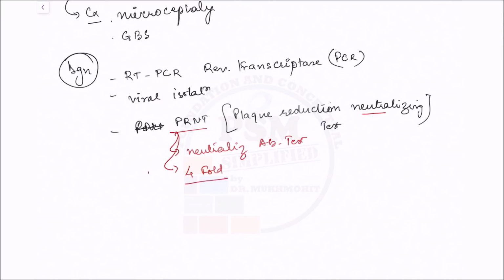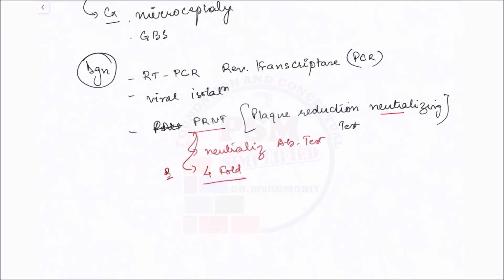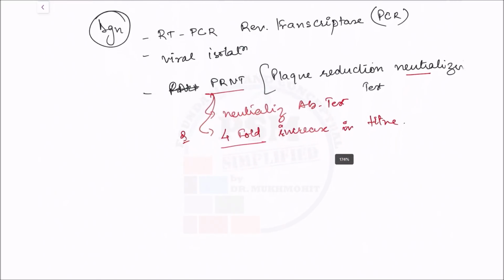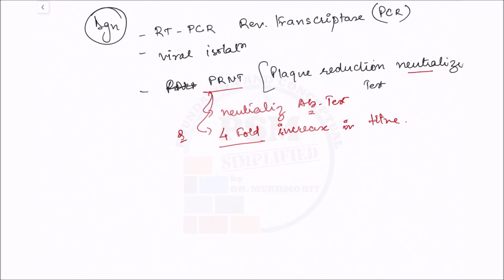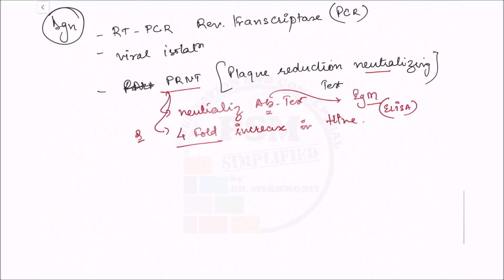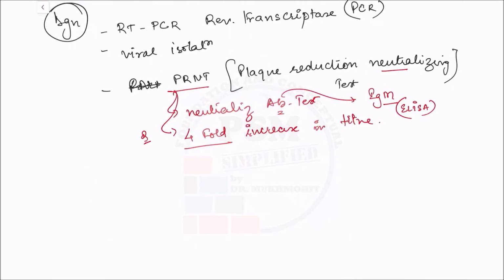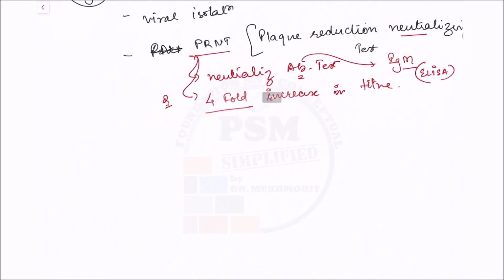This could be an important MCQ, that in PRNT, we might have a four-fold increase in the titer for diagnosing Zika disease. And it's basically an antibody test. So which antibody? I think we all know it's an IgM antibody and assessed using an ELISA method. So it's a serological method, that is plaque reduction neutralizing test. And so that's all for the diagnostic techniques.